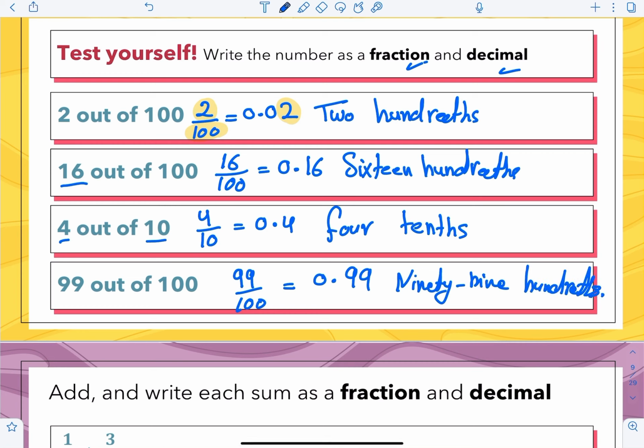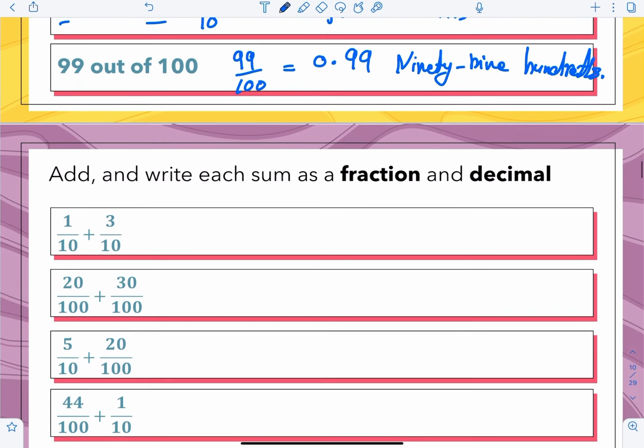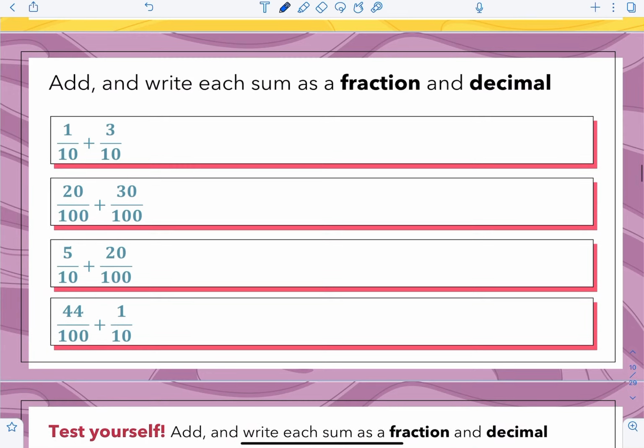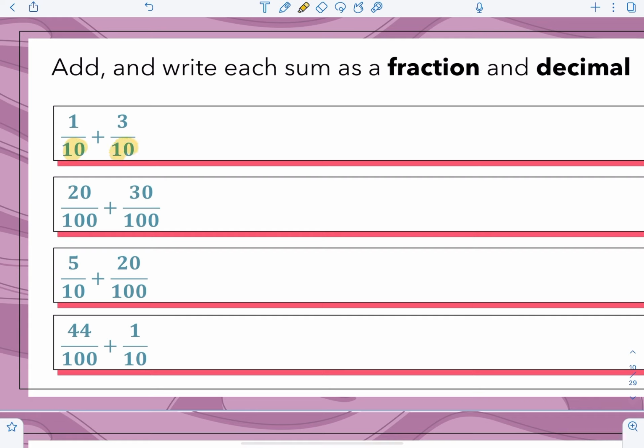Okay, 99 hundredths. Alright, let's move to the other idea that we studied, which was about adding. So adding fractions and decimals. Now when I give you a problem like that, you need to take a look at the denominator. So here I have 10 down, and here also I have 10 down. Whenever you have the same number down, you are ready. You just need to add the numbers at the top. So here I have 1 plus 3, this is 4, and you will keep the number down, which is 10. So 4 over 10, you can write that as a decimal, 0.4, and you can read it as 4 tenths.